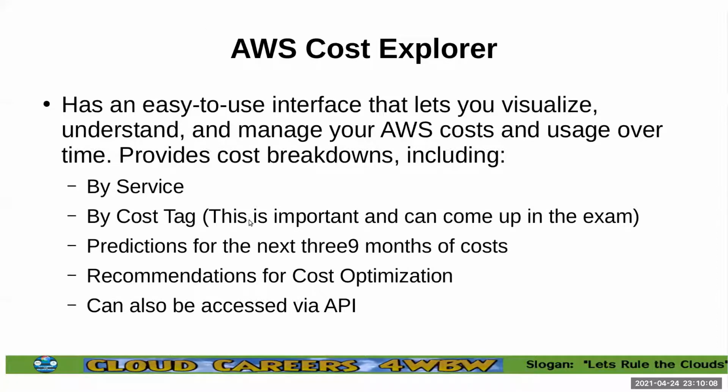Now, Cost Explorer is an easy to use interface that lets you visualize, understand, and manage your AWS cost and usage over time. When you think of Cost Explorer, think of a visual diagram where you are seeing everything. So it provides cost breakdowns, including by service, cost predictions for the next 3 months, of course, and recommendations for cost optimization. So yeah, we've touched this. If you've not looked at it, just go to AWS Cost Explorer on Amazon. You will see the graphs there.